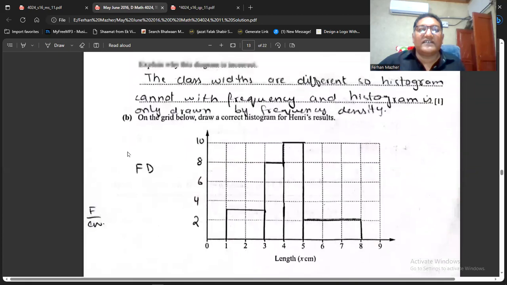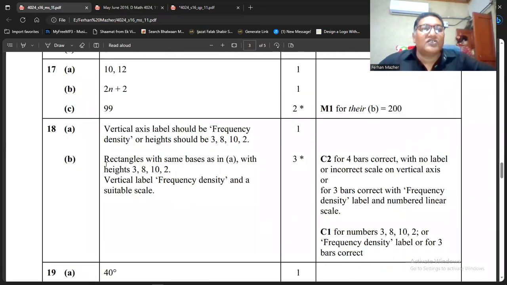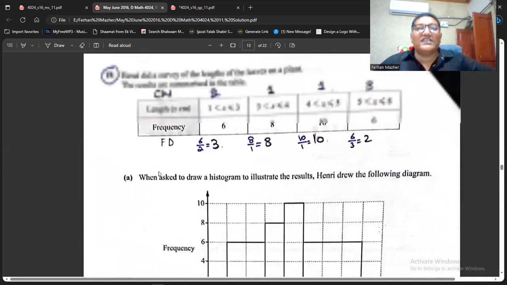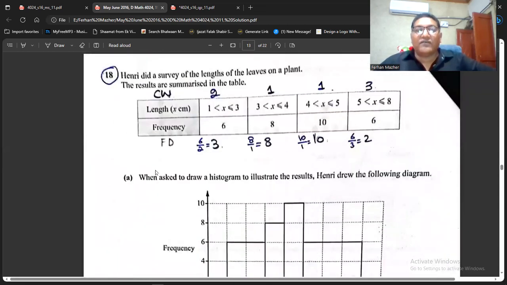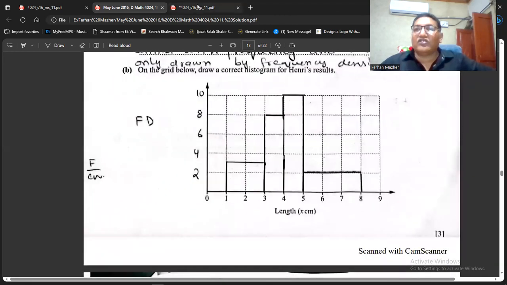Here you can see we have drawn from 1 to 3, it is up to 3, from 3 to 4, it is up to 8, from 4 to 5, it is up to 10, from 5 to 8, it is up to 2. Here we have the frequency density, and here we have the class. So this is the correct histogram which you have to represent. Our answers are right, and this is the solution showing on your screen. This is where I calculated the frequency densities, and this is the correct histogram. That was a 3 marks question.